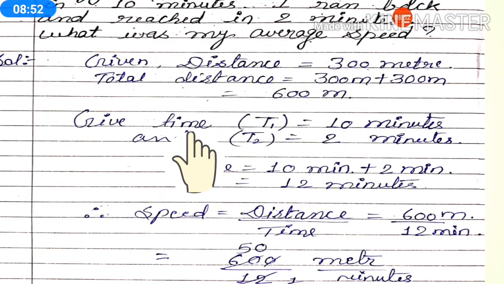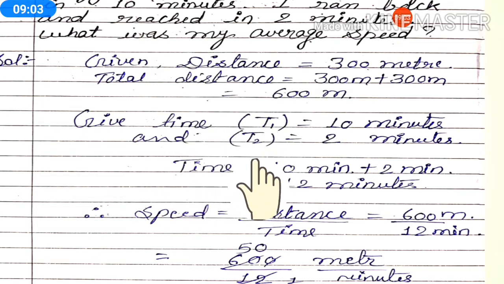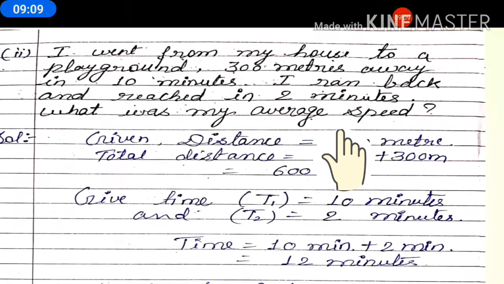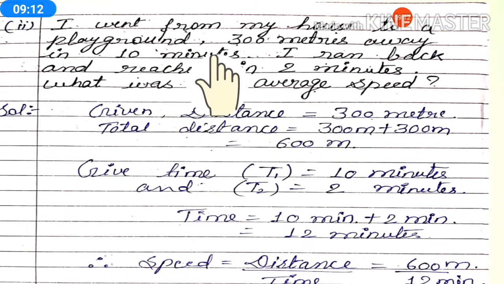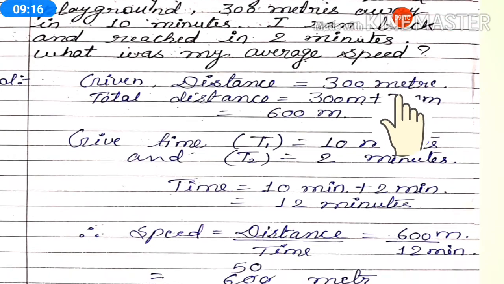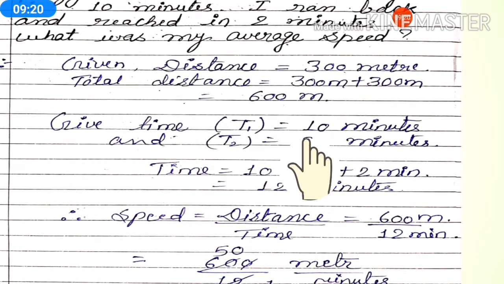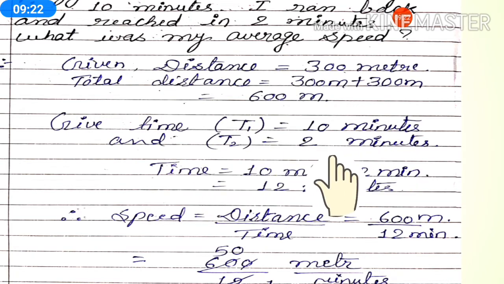Now here two times are given: the first time when going and the second time when returning. That's why we have represented the times as T1 and T2. Going time is T1, returning time is T2. T1 is given as 10 minutes, and when returning back, the time is 2 minutes. So T1 is 10 minutes and T2 is 2 minutes.